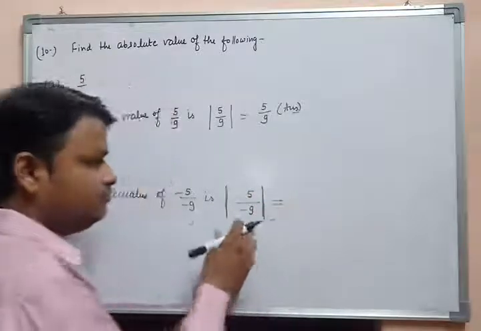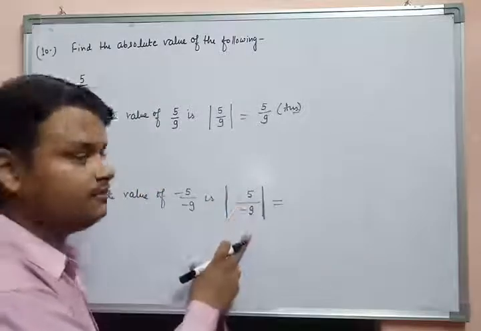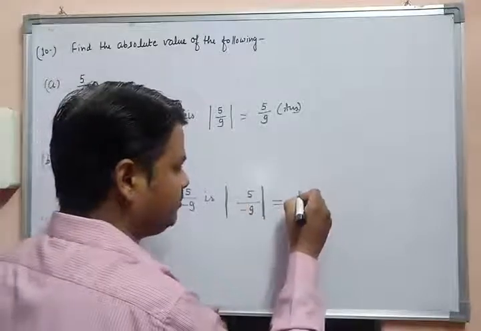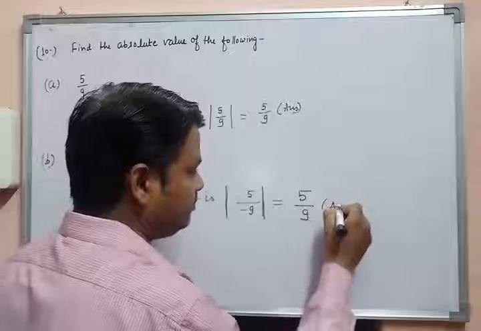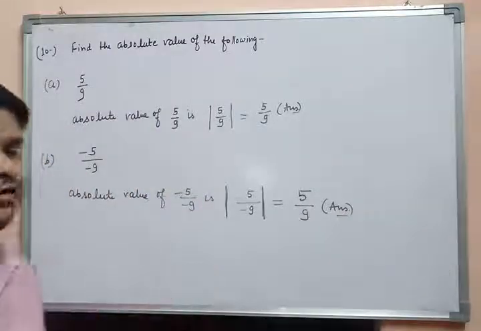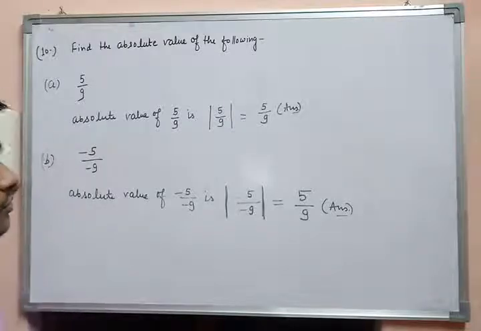Now if you write the absolute value of this rational number, then you have to write this rational number with a positive sign like this. So again the answer of this question is 5/9. So student, the remaining part is your homework.